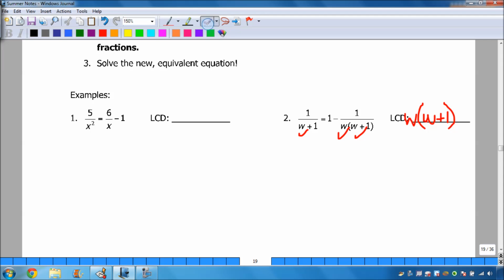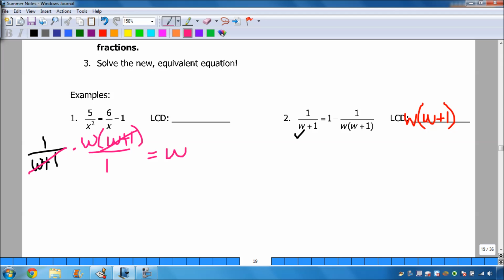So what I need to do now is multiply everything through by my common denominator. I'm going to take my first fraction, 1 over w plus 1. I'm going to write on the left side here so I don't run out of room. I'm going to multiply 1 over w plus 1 by my common denominator, which is w times w plus 1 over 1. This w plus 1 and this w plus 1 cancel each other out. You have a w left over. Okay, so I'm done with the first one.